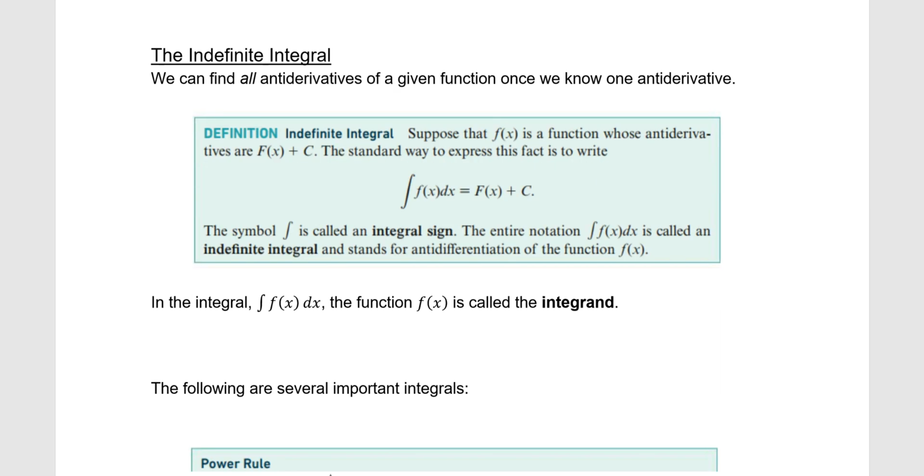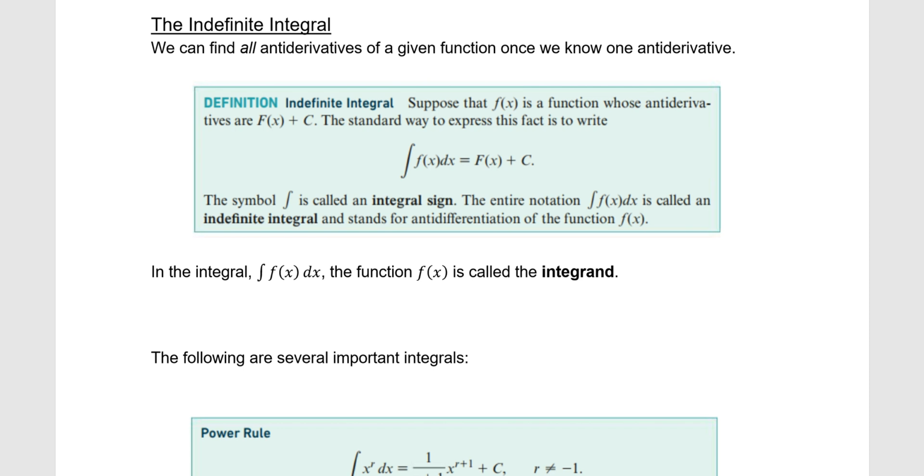So starting with the indefinite integral. The indefinite integral is essentially the notation that we're going to be using to find the antiderivative of a function. So here is the notation right here. We use that symbol. That's called the integral sign. And the entire notation itself that I circled is called the indefinite integral. And like I mentioned, it stands for finding the antiderivative of the function f of x.